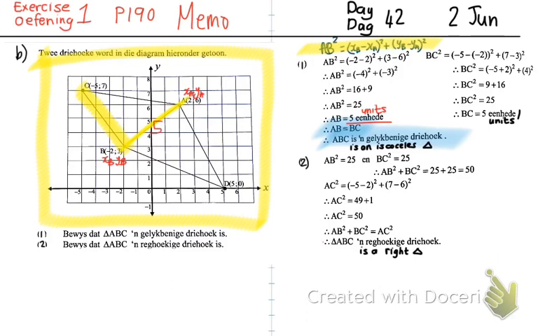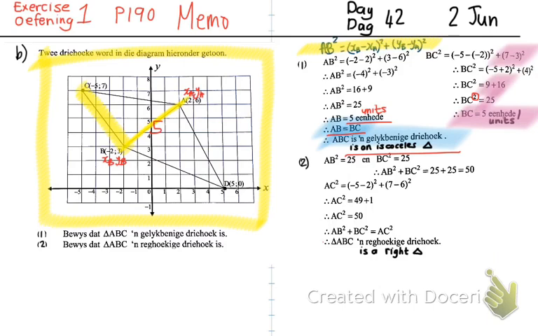Now I have to work out BC. BC squared is 5 minus negative 2 squared plus 7 minus 3 squared. And that gives me 9 plus 16, which is 25. To get rid of the squared, I get the square root, and I get BC is 5 units. So that tells me that AB is equal to BC, so ABC is an isosceles triangle. Now for the next one, they ask me to determine that it's a right angle triangle.